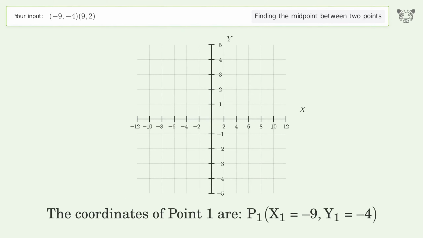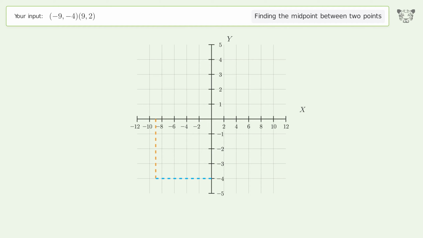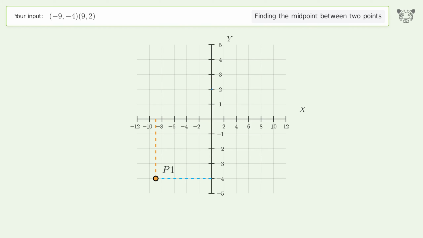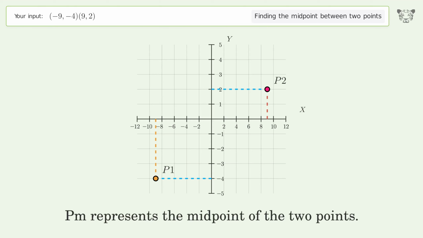The coordinates of point 1 are x1 equals -9, y1 equals -4. The coordinates of point 2 are x2 equals 9, y2 equals 2. PM represents the midpoint of the 2 points.